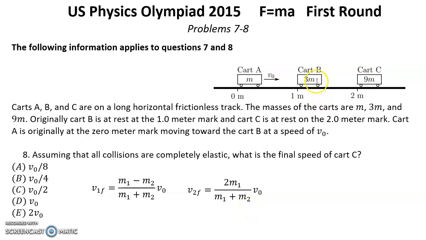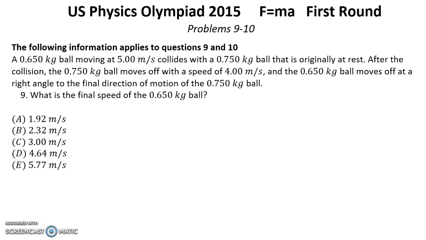The same thing will happen during the second collision. The second cart will move back and the third cart will move forward with the speed v0 over 4. That's the solution, B is the correct one.